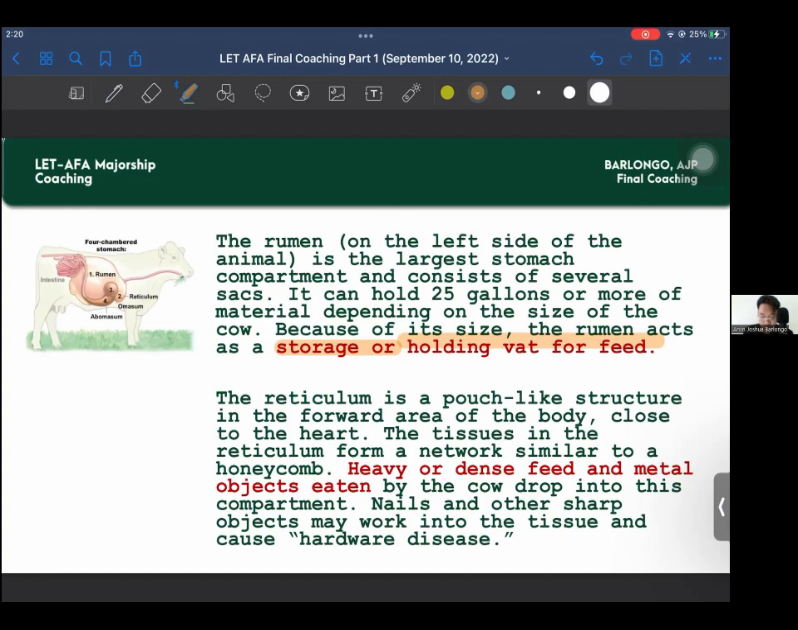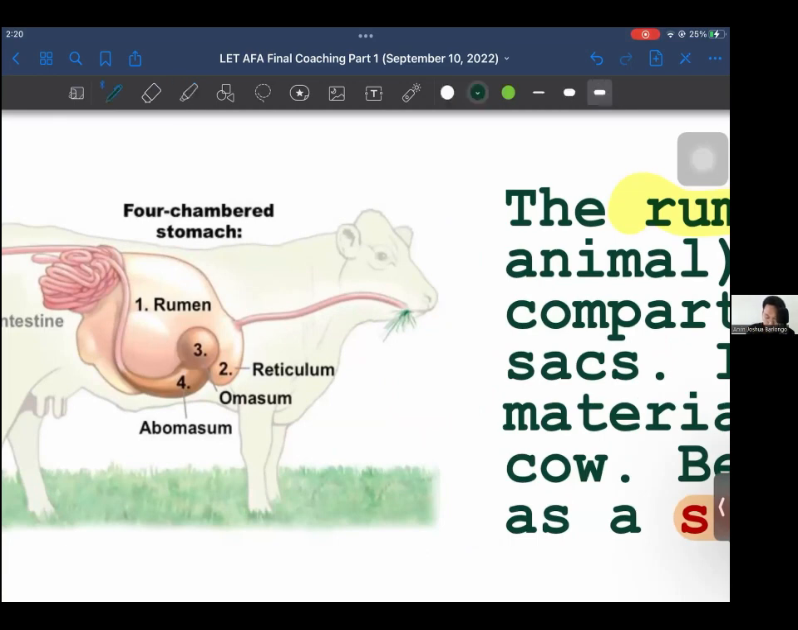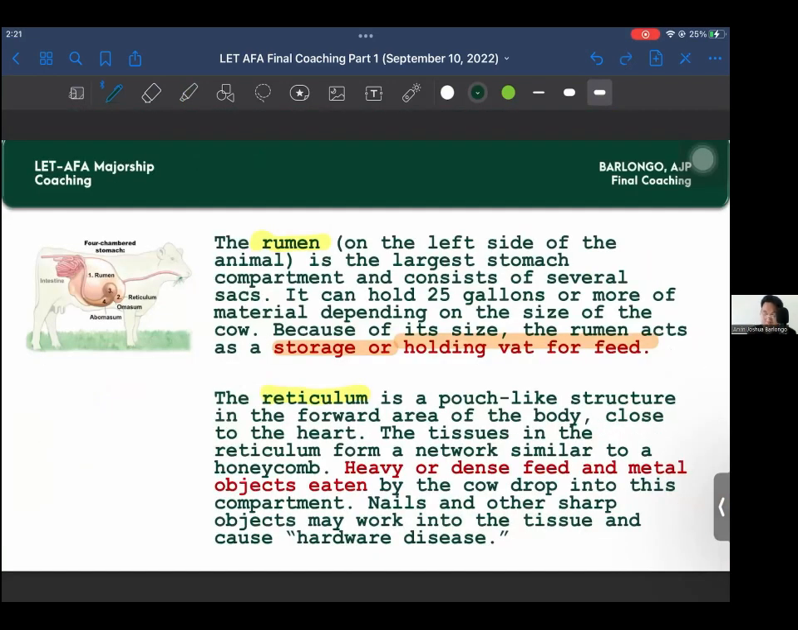Okay? So, the reticulum. So this is the rumen. Ngayon naman, ang reticulum, it is a pouch-like structure in the forward area of the body. Kung makikita nyo, ayan, yung number 2, ito ang reticulum. It is a pouch-like structure in the forward area of the body close to the heart. The tissues in the reticulum form a network similar to a honeycomb, so it is also known as the honeycomb. Kapag sa LET, merong tinanong na which part of the stomach of ruminants looks like a honeycomb, the answer is reticulum.